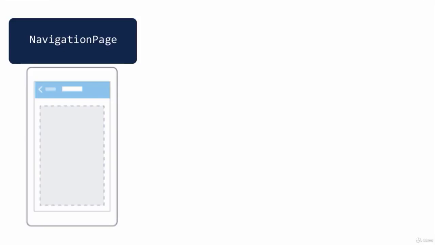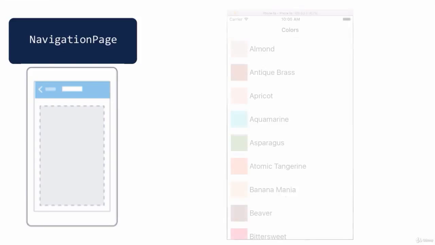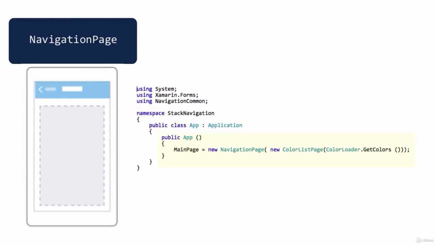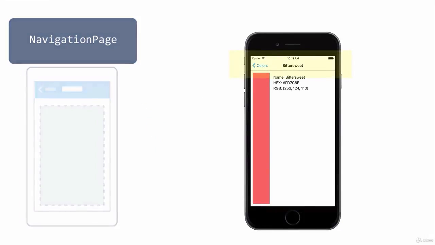Navigation page enables typical stack-based navigation with a navigation bar header where you push child pages onto the stack and they become the active page. Popping them off then restores the previous page. The constructor for this page type takes the initial child page to display, and just adding this into your app causes your application to get a native navigation bar.